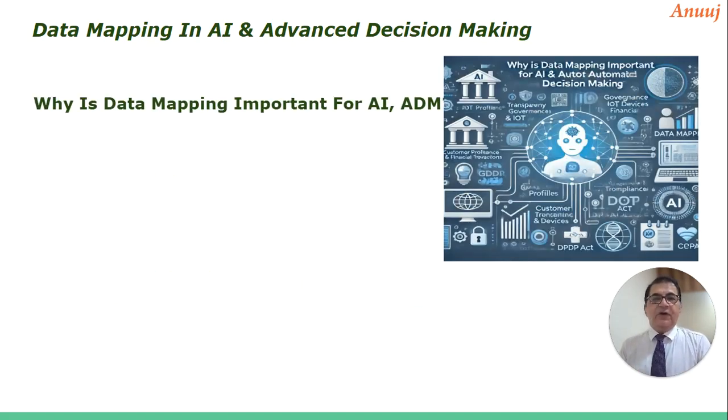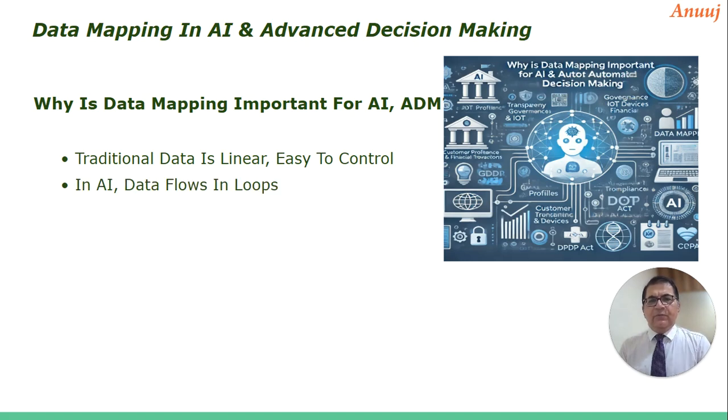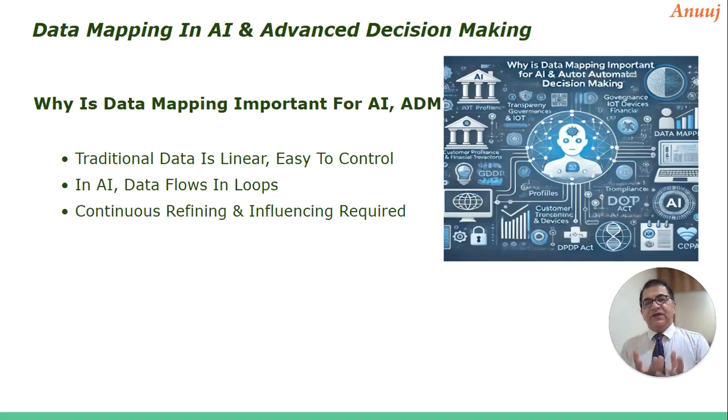Why is it important for AI and ADM? As I said, the traditional data is straight, linear. It's easy to control its flow. But when it comes to AI, the data is flowing in loops and is coming from multiple sources, and maybe from multiple sources it combines and you need to find a decision according to the way it is coming out from multiple sources. That's what you feed to your AI algorithm and it behaves like that.